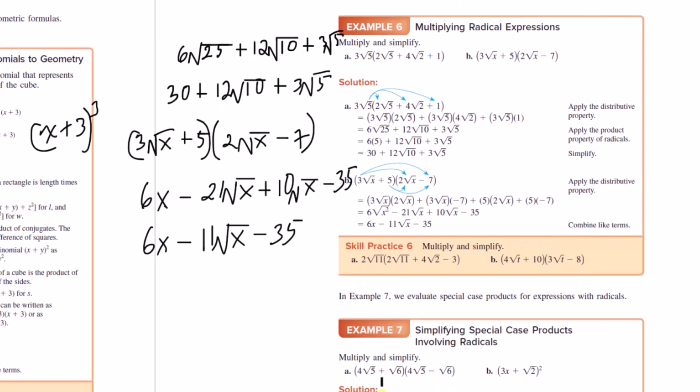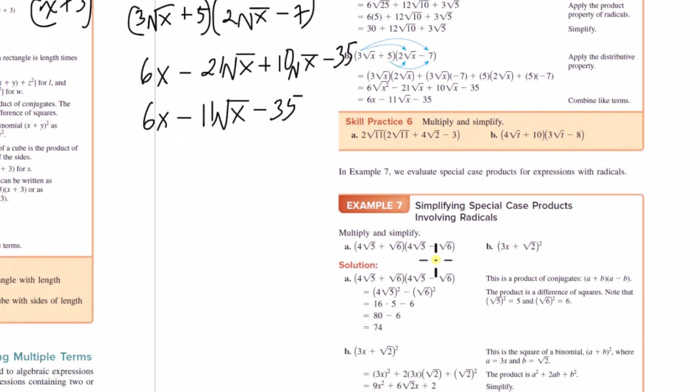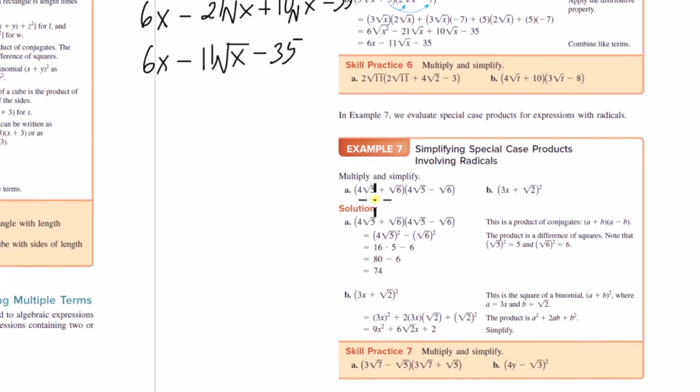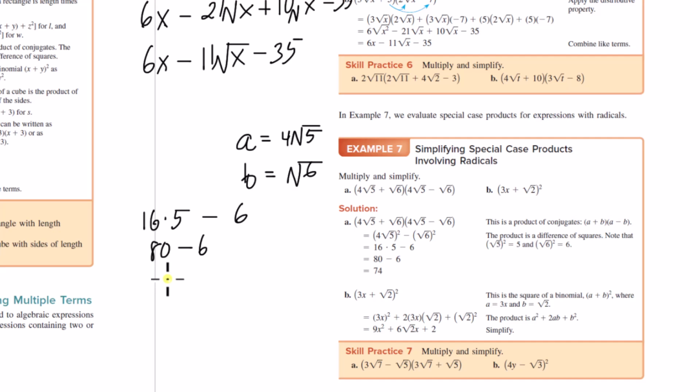Okay, now the next example, we've got these special case products. Look here, 4 root 5 and root 6, these two are conjugates, right? Where A is 4 root 5 and B is root 6. A plus b times a minus b. So, okay, what's a squared? That's going to be 16 times 5. B squared is going to be 6. 16 times 5 is 80. 80 minus 6 is 74.